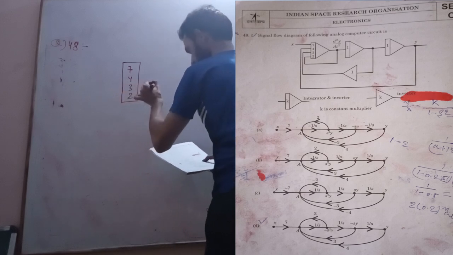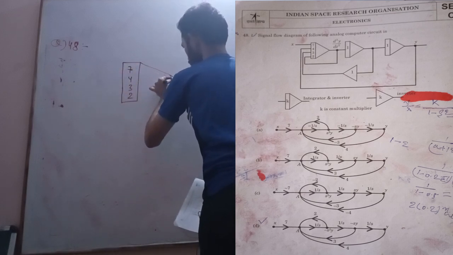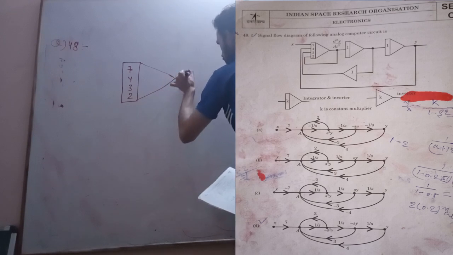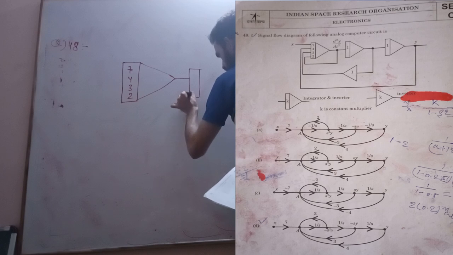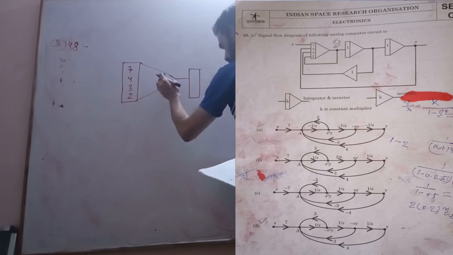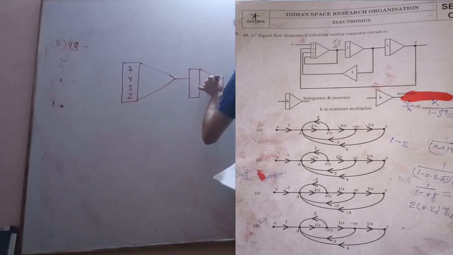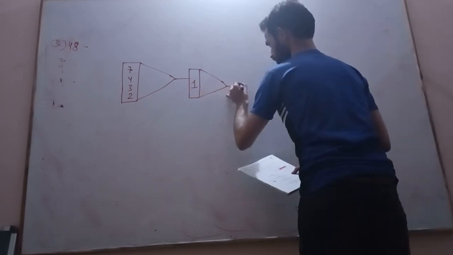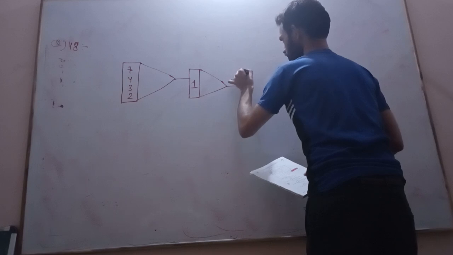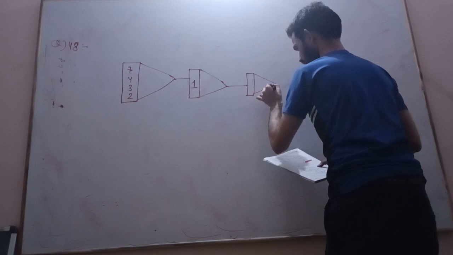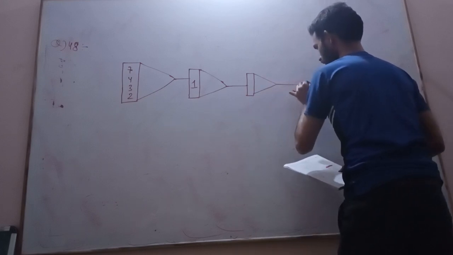7432. And it is connected to another integrator. This is my integrator. Integrator with inverter. Yes, this is my next integrator. And it is connected to the next integrator. This is my integrator here, and it is connected to the output. This is my Y output.